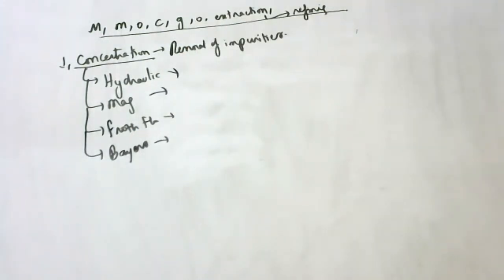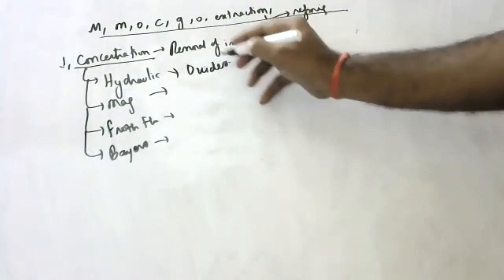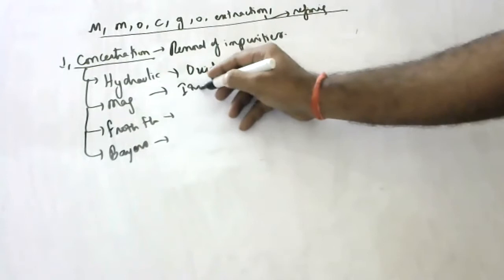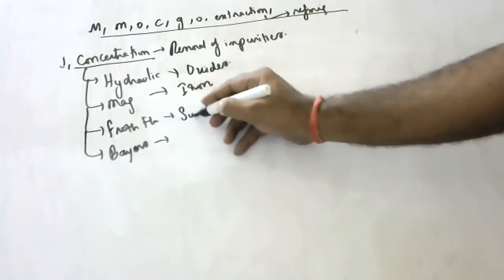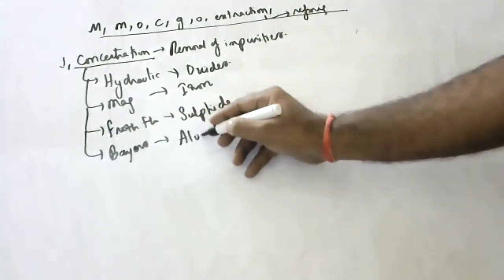Hydraulic washing we will do for oxide ores. Magnetic separation we will do for iron ores. Froth flotation we will do for sulfide ores. Bayer's process we will do for aluminium ores.